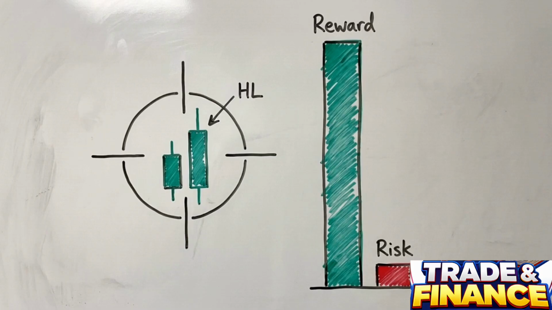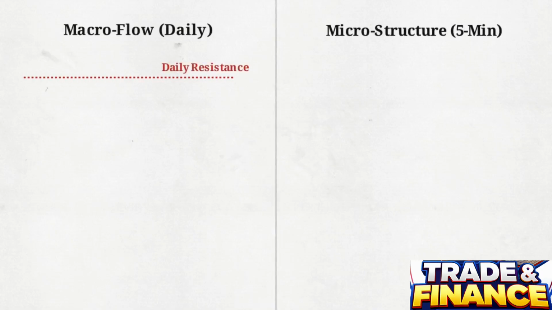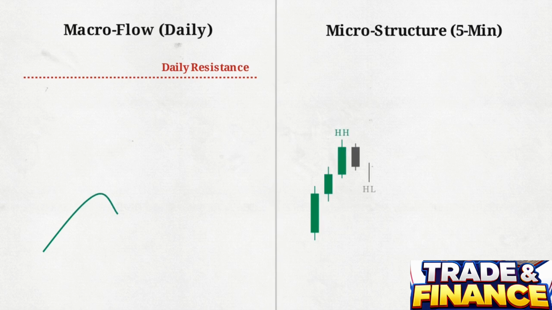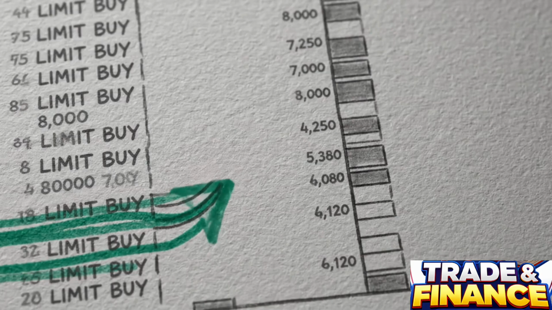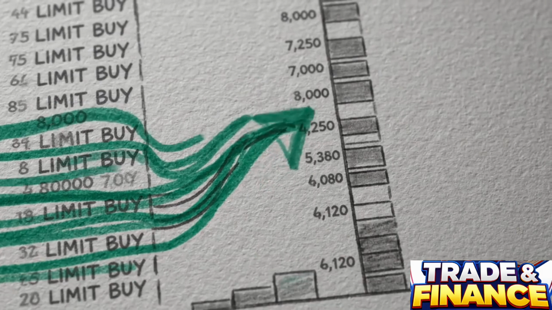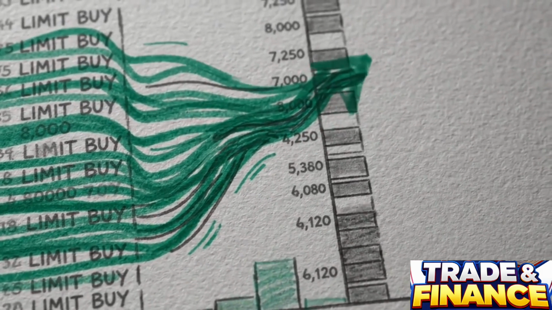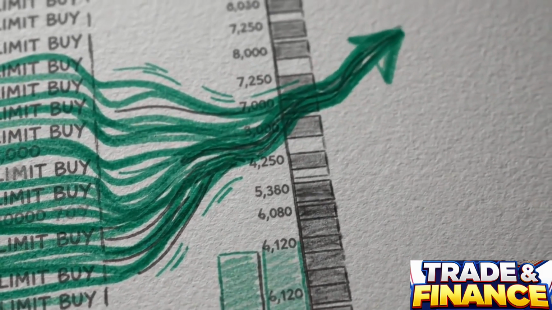better reward-to-risk ratio. The high probability setup occurs when the microstructure aligns with the macro flow, such as waiting for a 5-minute CHoCH to occur just as the price reaches a major daily resistance level. This multi-timeframe approach ensures that even small, localized trades are supported by the broader flow of institutional liquidity.